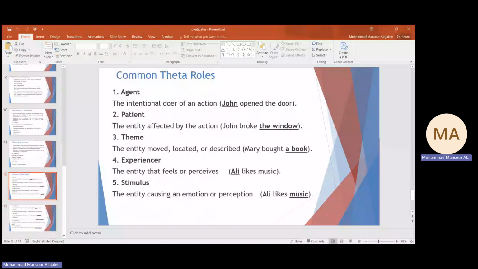In Arabic, we say the tool. And finally, we have the beneficiary, which is the person or the entity who benefits from an action, like she baked a cake for her mother. So her mother is the beneficiary here in this case.